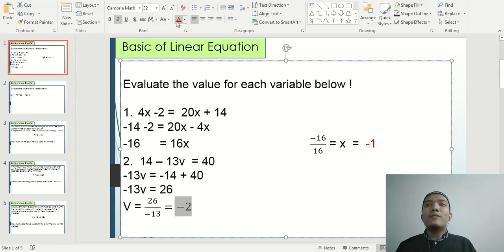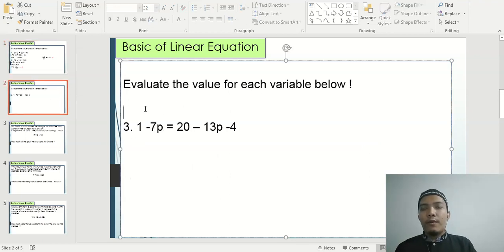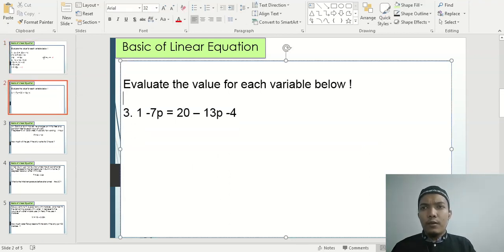Remember, you just need to be keen of finding which one can be simplified, and then be careful of the symbol. Be careful of the symbol. Alright, moving on to number 3. Here we have 1 minus 7p equals to 20 minus 13p minus 4.